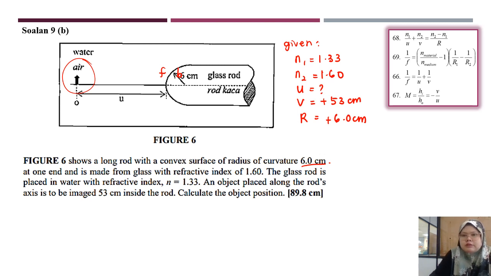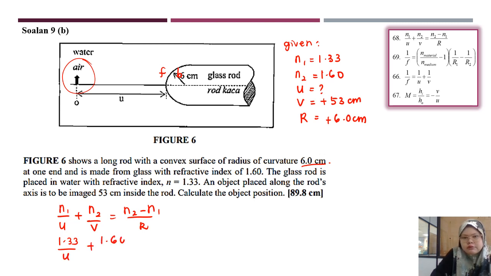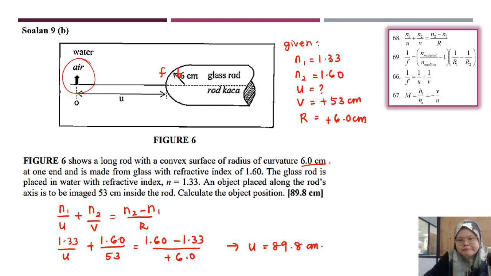So by using equation 68, we substitute. Let's write the equation first. N1 will be 1.33, our U we want to find, plus N2 is 1.60 divided by V, which is 53, equals 1.60 minus 1.33 divided by the radius of curvature, which is positive 6. So from here you will get the value of U equals 89.8 cm.